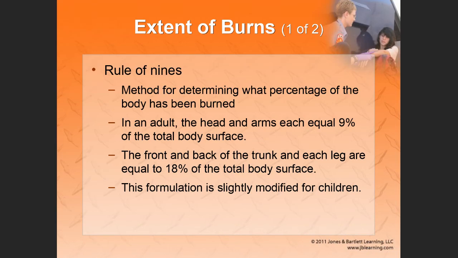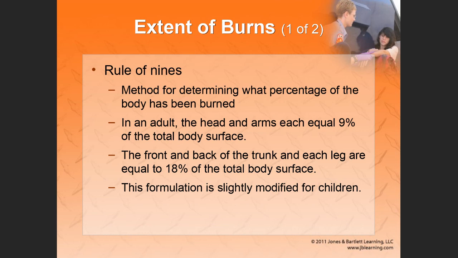All right, now the extent of burns. When we're calculating burns, or when you have a burn patient, you need to consider the body surface area that is burnt and how deep the burn goes into the skin. And we use the rule of 9s. This is a method for determining what percentage of the body has been burned. In an adult, the head and arms each equal 9% of the total body surface area. The front and back of the trunk and each leg are equal to 18% of the total body surface area, and this formulation is slightly modified for children.